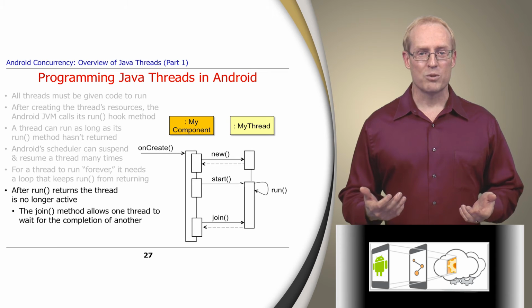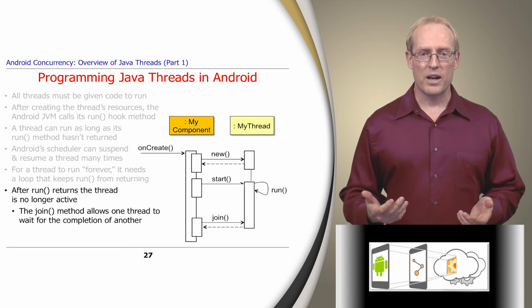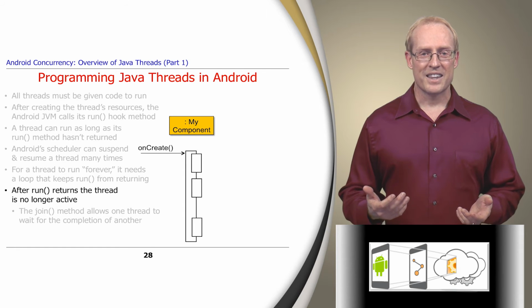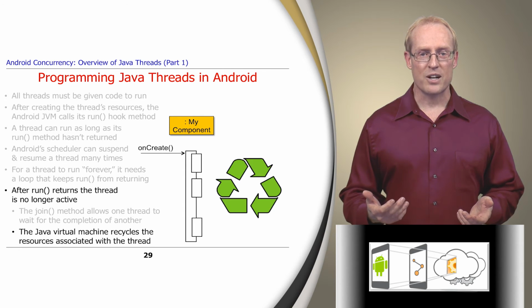After the run hook method returns, the thread is no longer active, and various things can happen. For example, another thread might have called the thread's join method to wait for it to complete, or the thread could simply evaporate. The Java virtual machine reclaims and recycles a thread's resources once it's complete, while allowing other threads in the program to continue running.